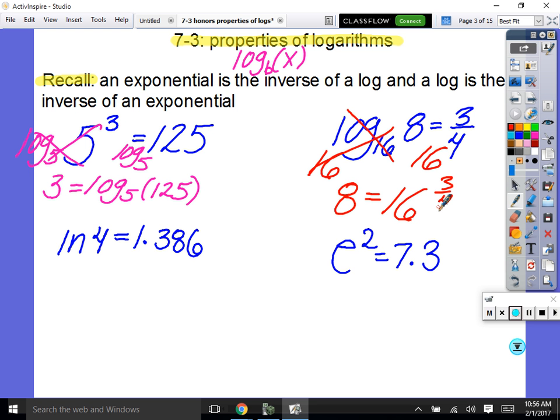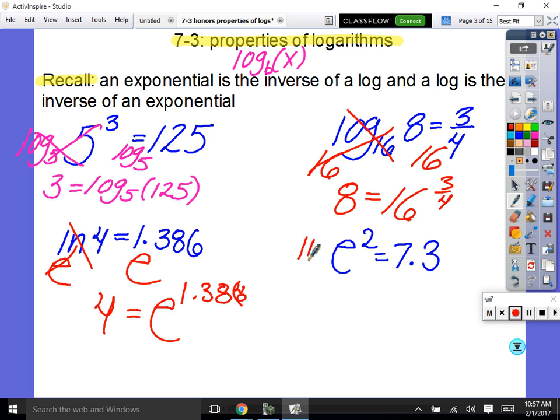Okay, so let's rewrite this as an exponential. ln, what undoes ln? e, so we have base e of both sides. ln and e undo each other. So 4 is equal to e to the 1.386. Okay, perfect. What undoes base e? We're going to put it back into a logarithm. ln, natural log. ln and e undo each other. So 2 is equal to the ln of 7.3. Everybody good? That was just a review of what we learned last time.